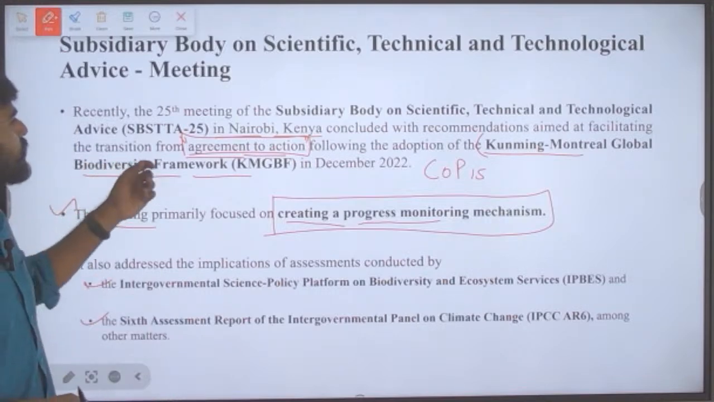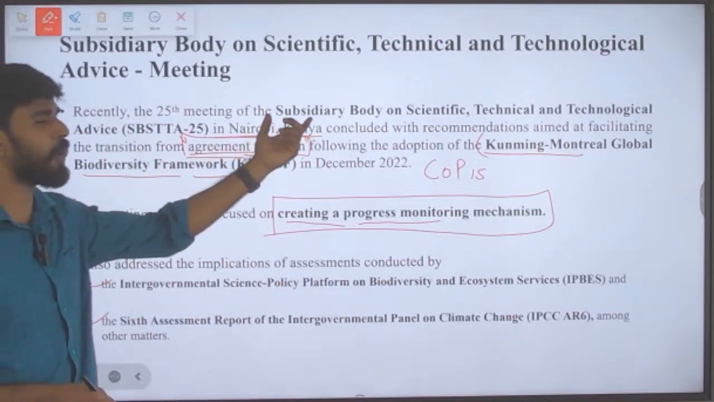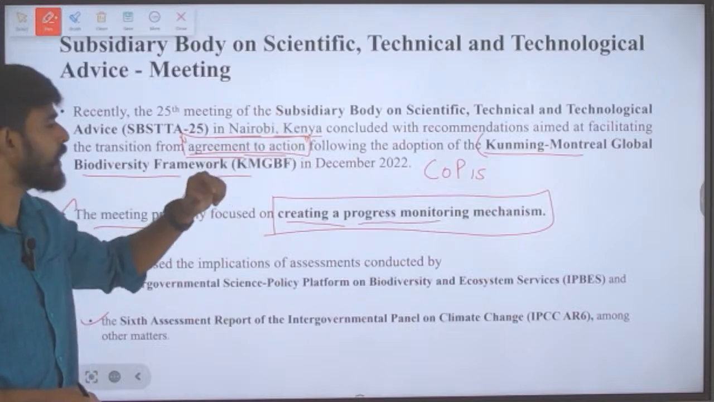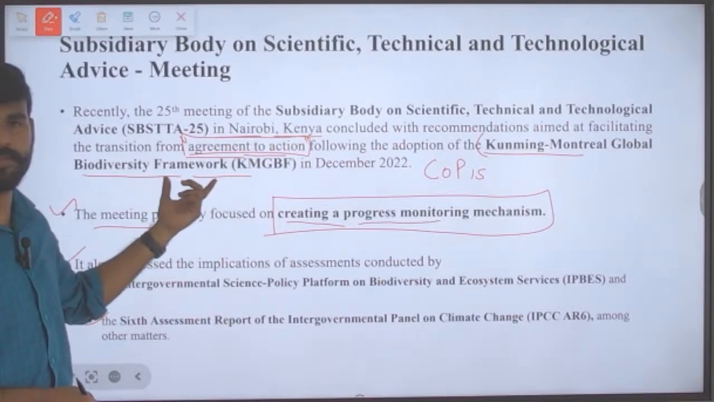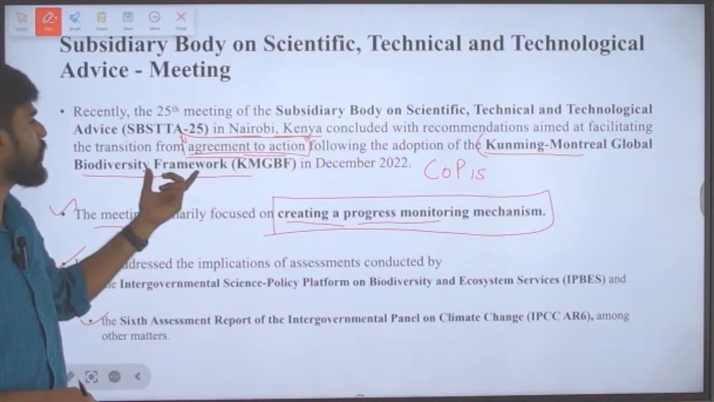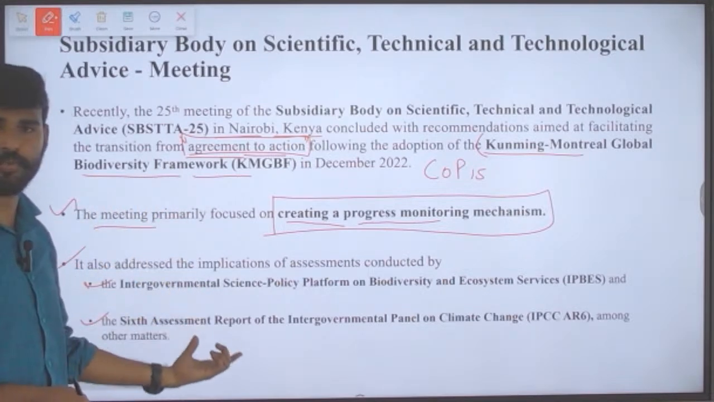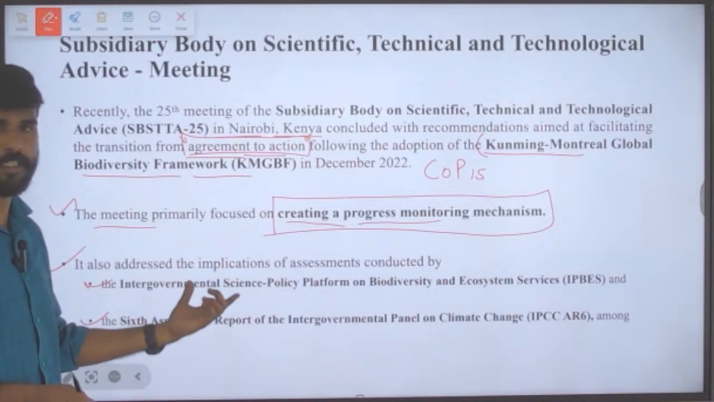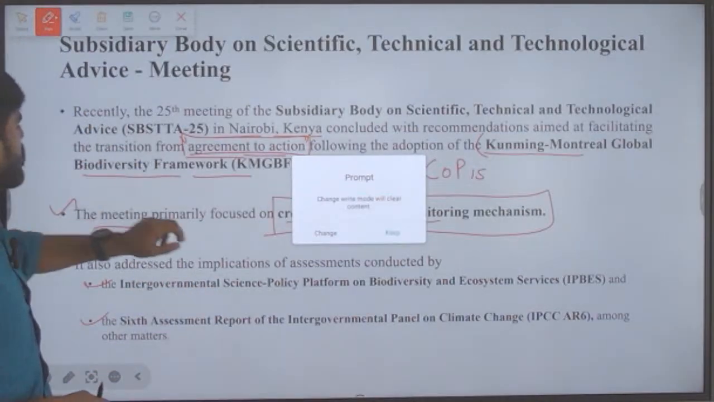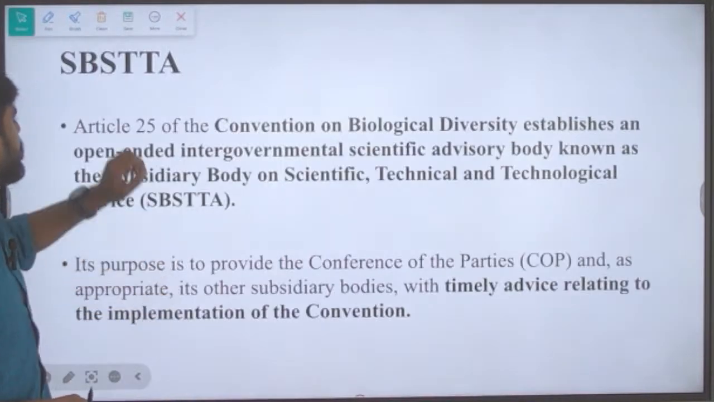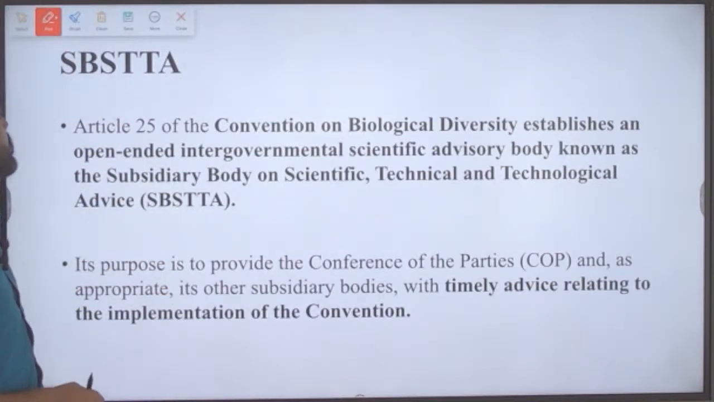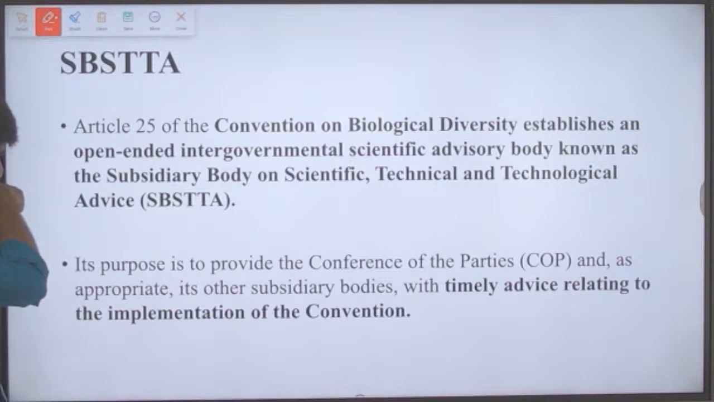So in this news article, we'll be studying about this body, that is the subsidiary body. Next, we'll be understanding this Kunming-Montreal Global Biodiversity Framework, and then we'll be discussing these two organizations or these two bodies. Okay, so let us get into the details one by one. First is this Subsidiary Body on Scientific, Technical and Technological Advice.